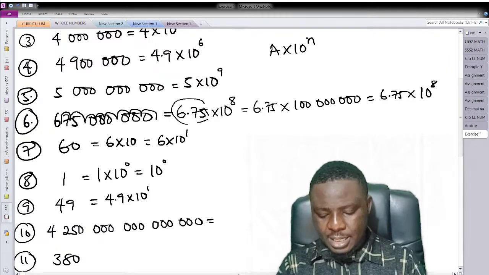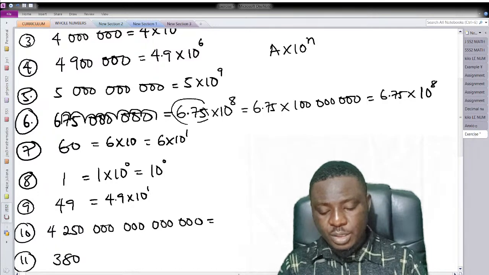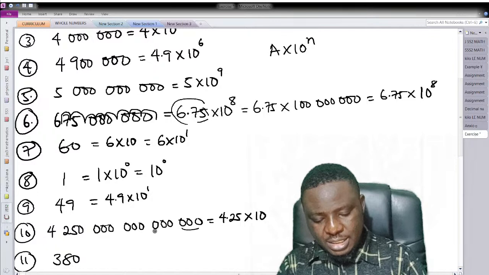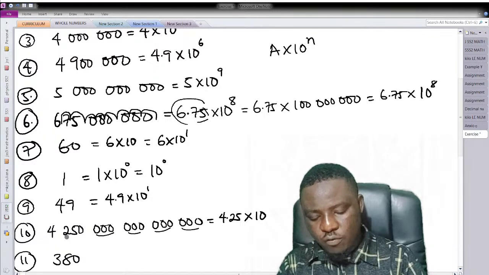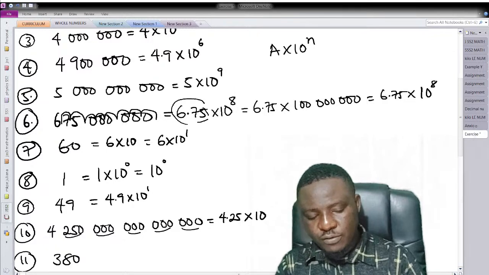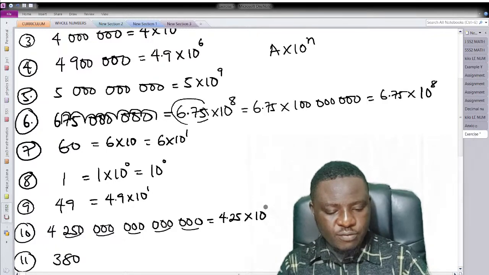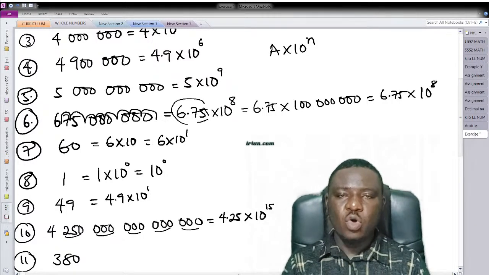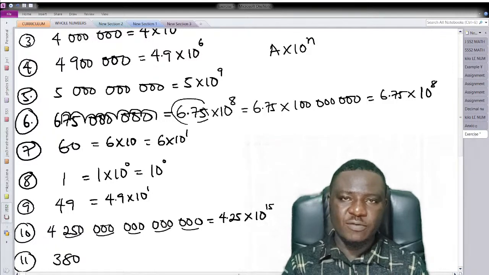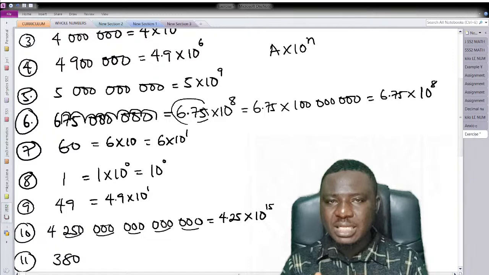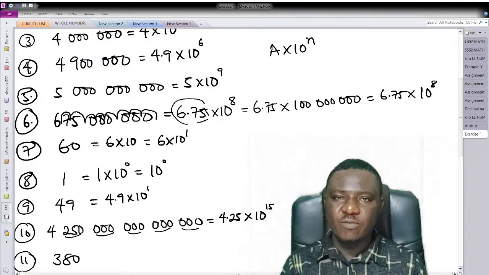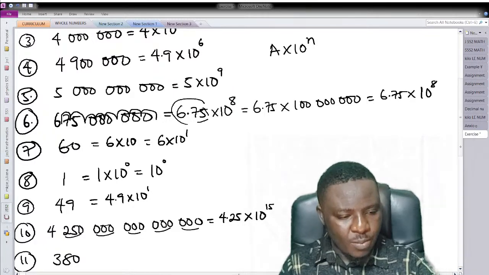Number 10, we have to express in standard form. This can be expressed as 4.25 times 10 to the power. This is 3, 6, 9, 12, 15. So it is being moved 15 times. That will be 4.25 times 10 raised to the power of positive 15. Because we are dealing with whole numbers, all the powers of 10 are said to be positive. But when you are dealing with negative numbers or numbers less than 1, then we shall be having negative powers of 10.